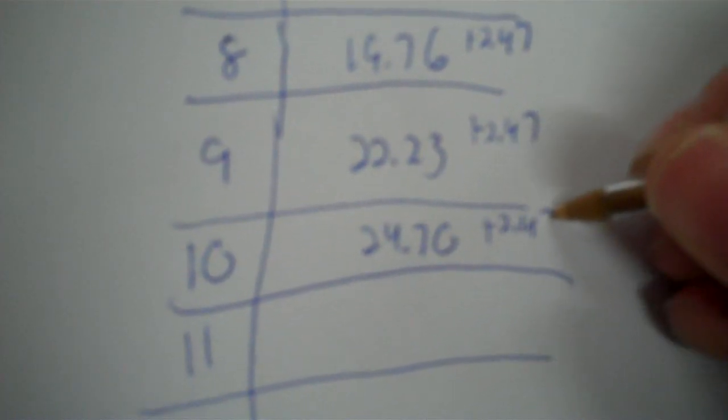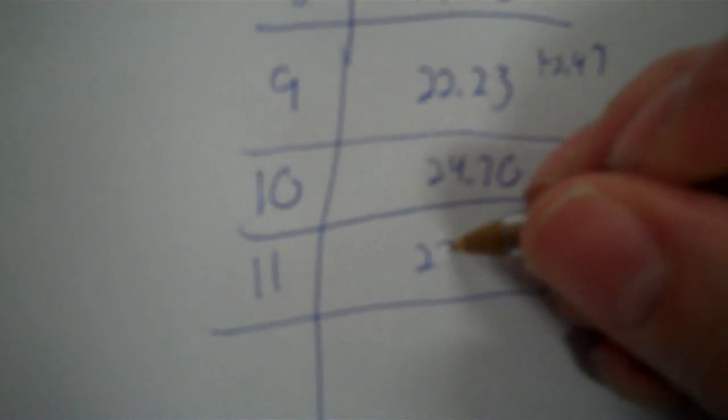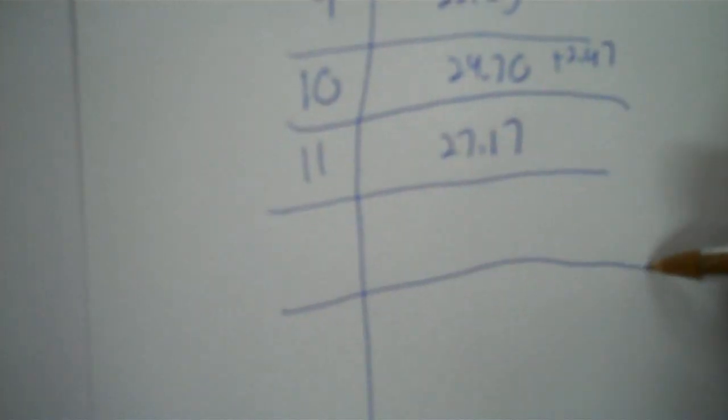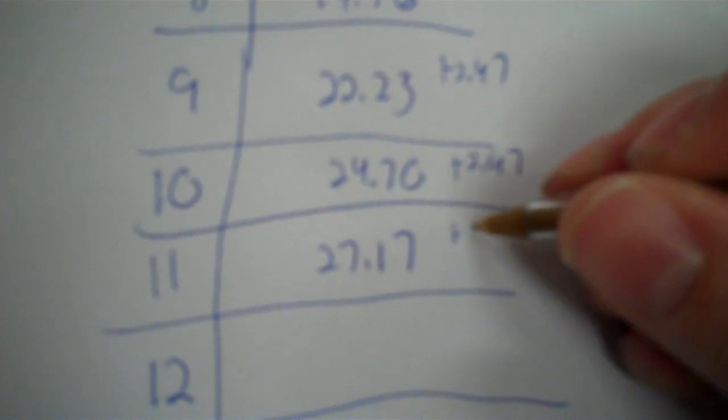Plus 2.47, 19.76. Plus 2.47, it's going to be $22.23. Plus 2.47, $24.70. Plus 2.47, it's going to be $27.17. Plus 2.47, remember the limit's 30.